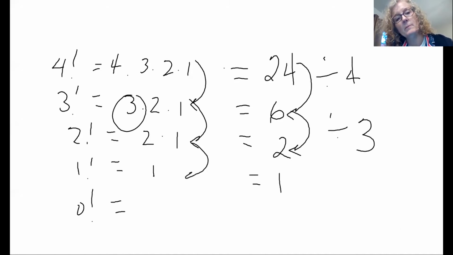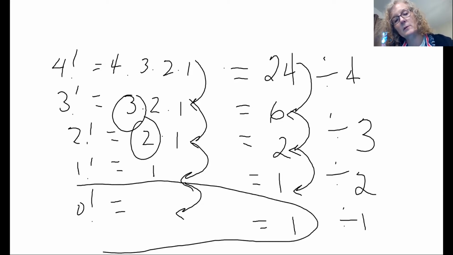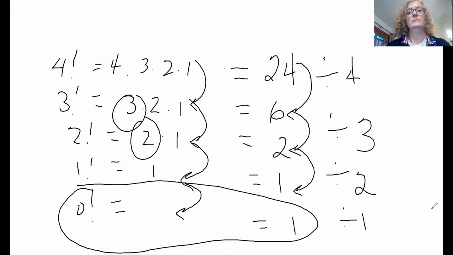What about from here to here? Well, we divided by 2. Now, how do we get from here to here? Well, look at the pattern. We divide by 4, divide by 3, divide by 2. So it ought to make sense that we divide by 1. So what's 2 divided by 1? 1. Oh! 0 factorial is 1. Isn't that cool? 0 factorial is 1.